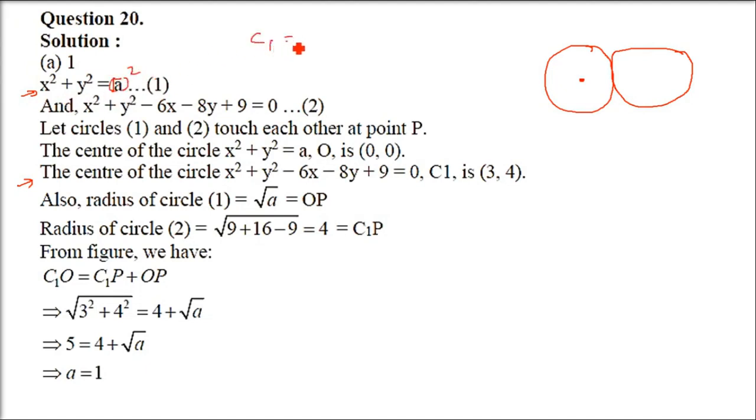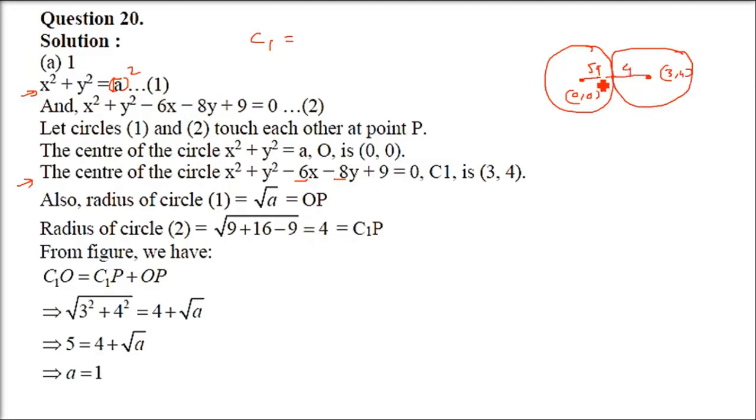So x² + y² = a can be written as the root of a, whole squared. So you have center (0, 0) and the radius will be root a. For the other one, you know how to find the center now, (3, 4). What is the radius? Radius is root of g² + f² − c, so 9 plus 16 minus 9, which is 4.